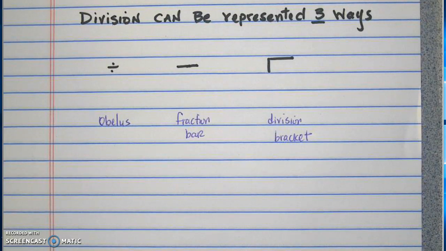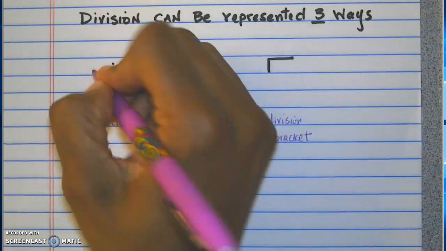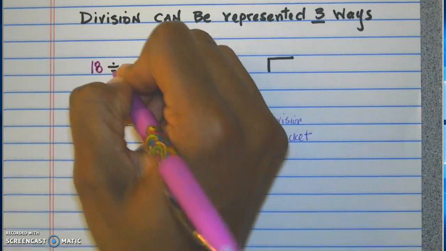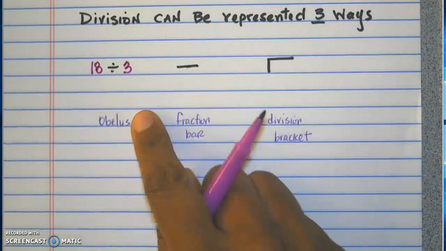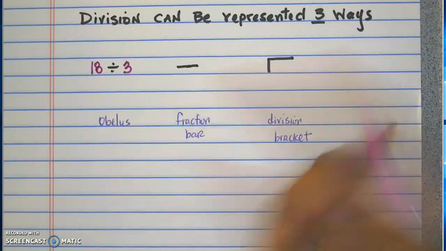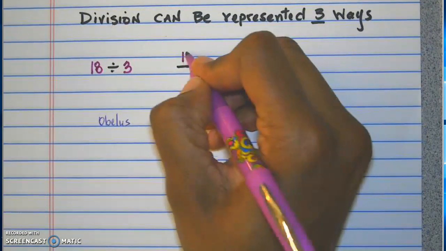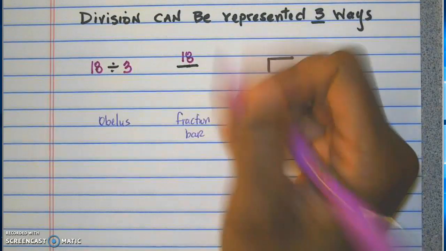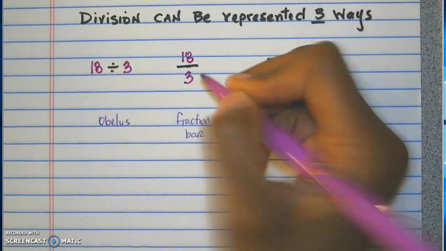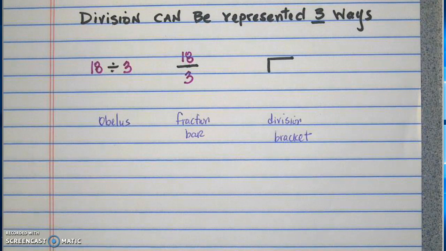If I had a problem of 18 divided by 3, I would write it as 18 divided by 3 with my obolus. As a fraction, 18 is what's being broken or split into groups. It would go on top. It would be my numerator, and my denominator would be 3, which we have discussed that our denominator tells us how to split, break up, and group things. It tells us how to do it, so it is going to be on the bottom of my fraction bar.